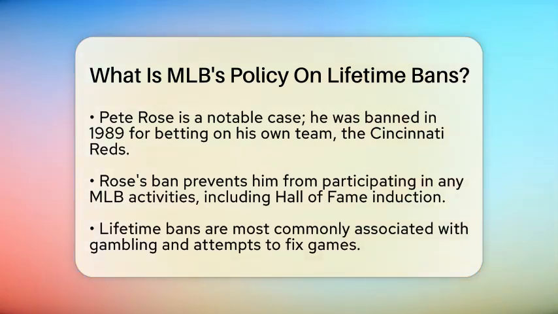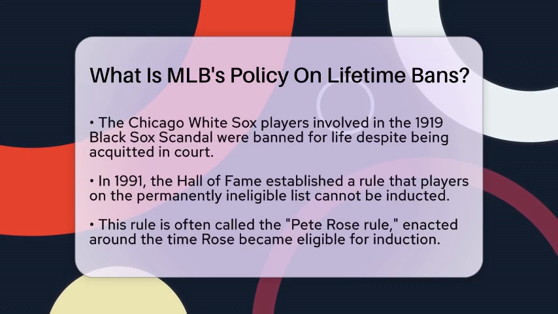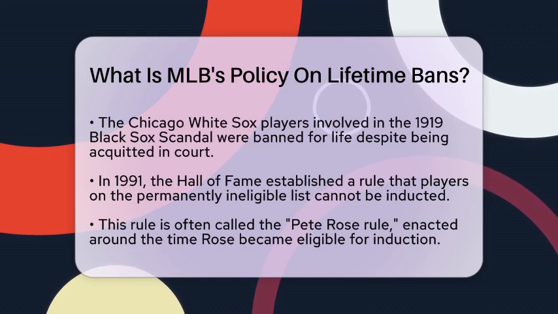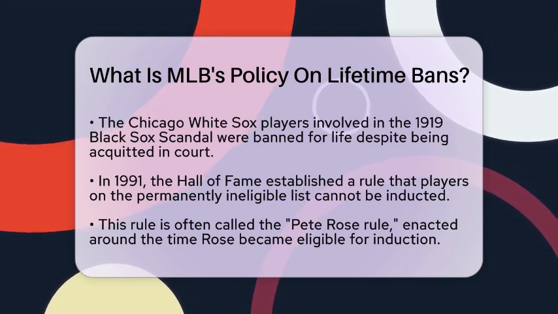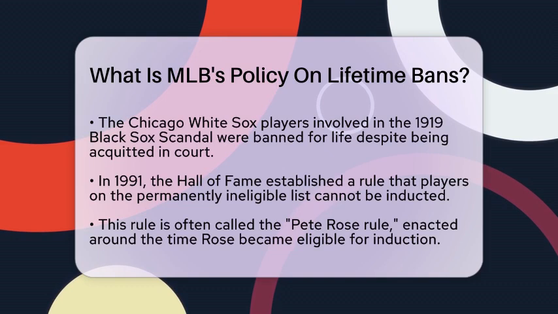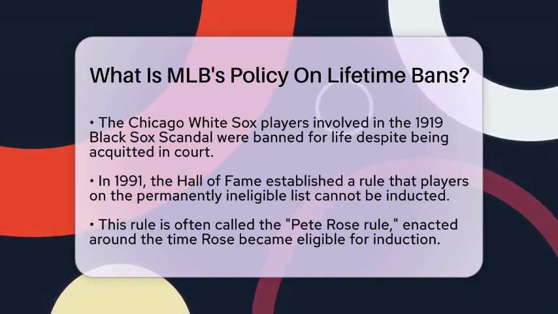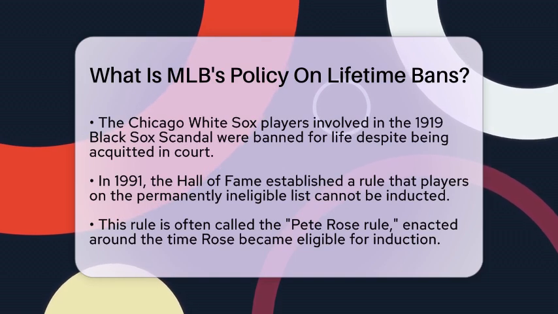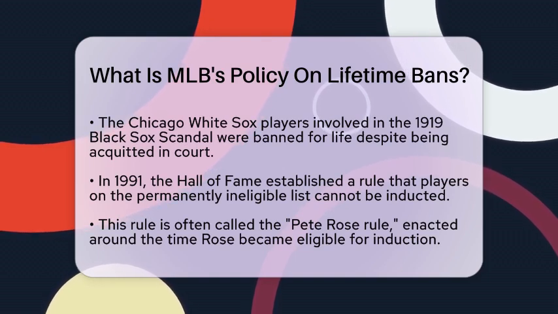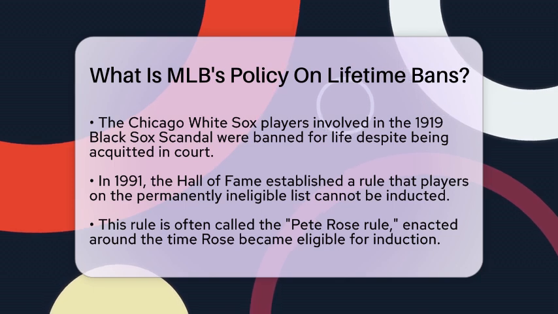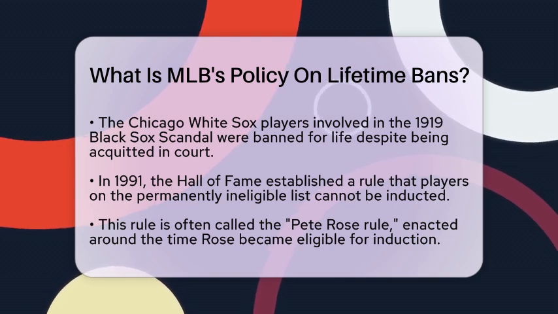In 1991, the Hall of Fame established a rule that any player on the permanently ineligible list cannot be inducted into the Hall of Fame. This rule is often referred to as the Pete Rose Rule, since it was enacted around the time Rose first became eligible for induction. Recently, Major League Baseball has made some changes regarding lifetime bans after death.